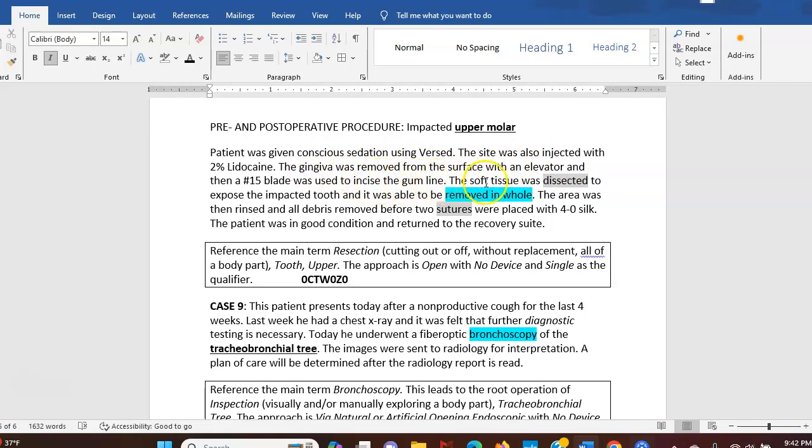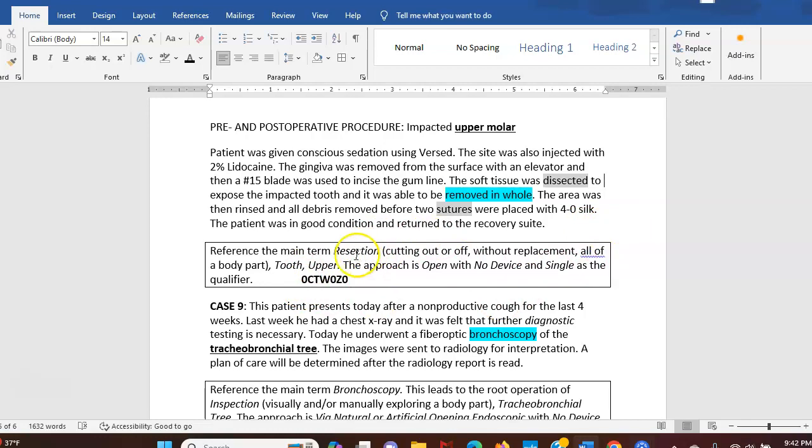Incised the gum line, the soft tissue was dissected to expose the impacted tooth. So that's going to be open. It was able to be removed in whole, resection. An area was rinsed and debris removed before 2 sutures replaced. The patient was in good condition.